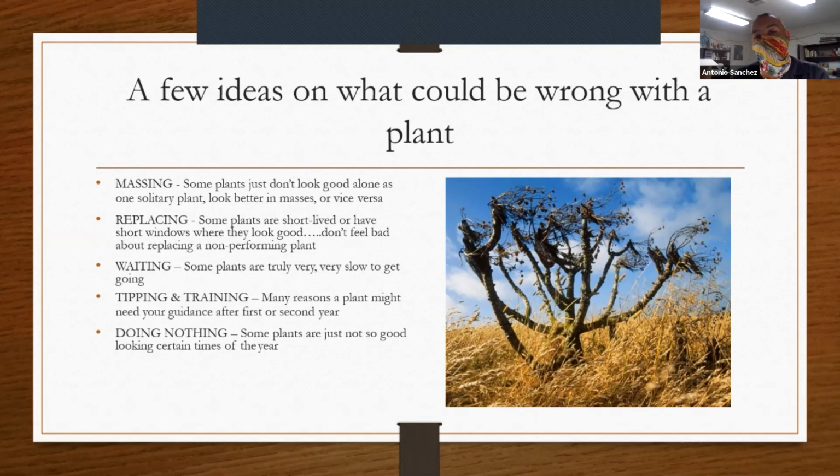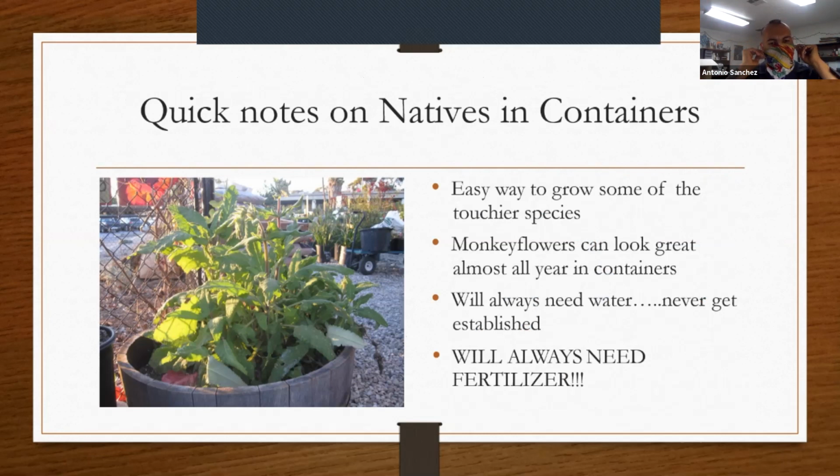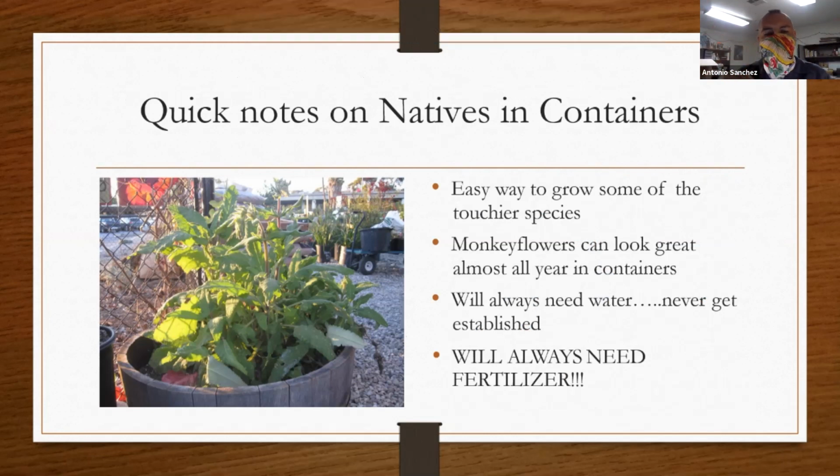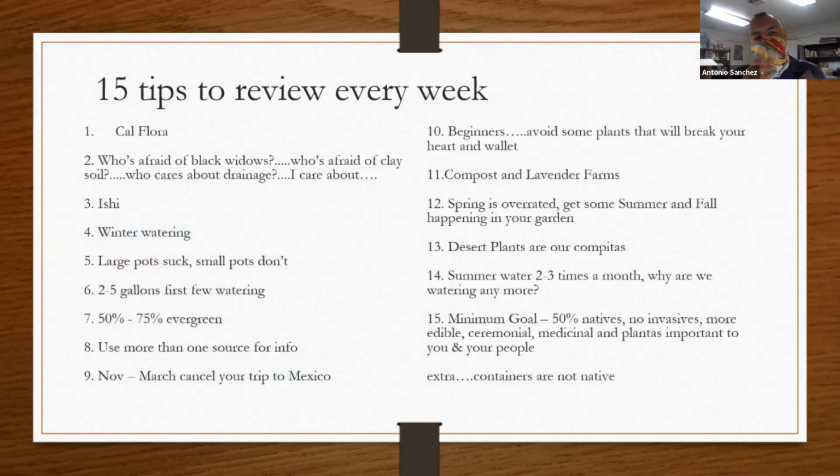But so if you're doing natives in containers, remember they're always going to need water and fertilizer, and you really can't call them native anymore. They're just in a pot. They might be native to California, but they're always going to need water. They're always going to need fertilizer. They're not drought tolerant.